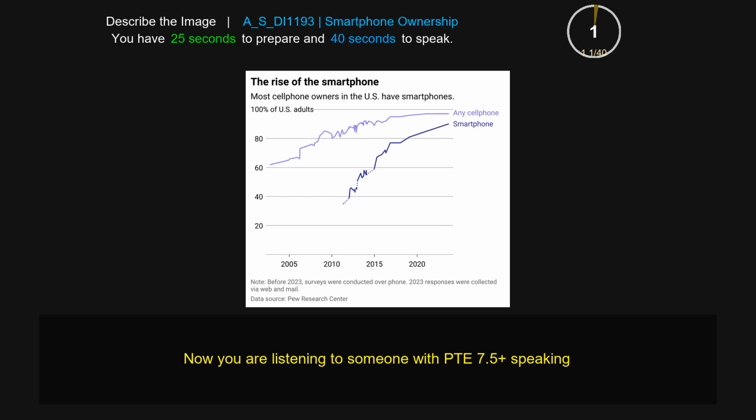The picture here shows a linear graph about the rise of the smartphone, and most cell phone users in the US have smartphones. So in the year 2010, most of the people have cell phones, around 100% of the US adults, and in the year 2020, they have cell phones the most. However, the rise of smartphones is significantly increased from 2010 to 2020.